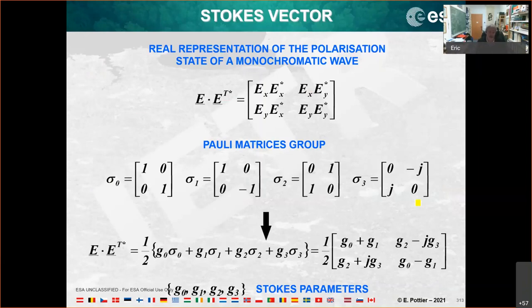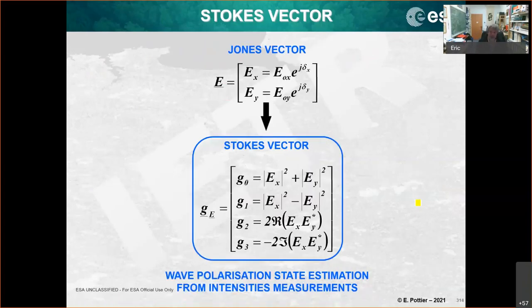And these four components are real components from a mathematical point of view. They are not complex, they are real. And these real parameters are independent of the absolute phase. It means that it is possible to do averaging on these parameters. And so like that, this is a way to move from the Jones vector, the output of my antenna, to the real representation of the same information using the Stokes vector, which contains only four real parameters.